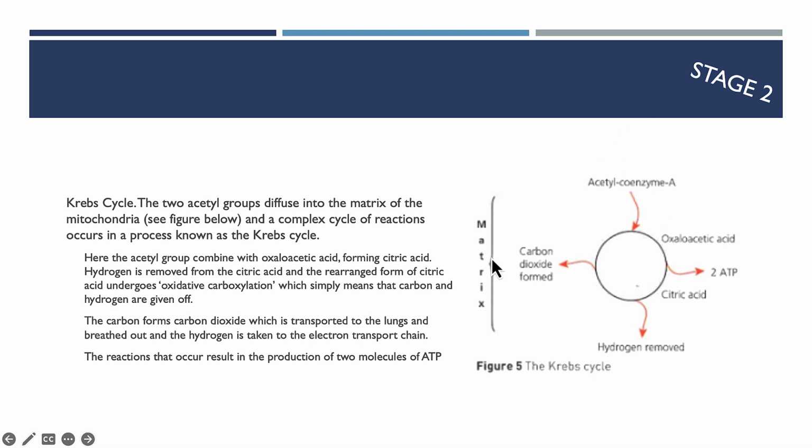As we can see here, this is a diagram of what is happening on the left. So it's going to break down and it's going to create carbon dioxide, the hydrogen is going to be removed, and it's going to create 2 ATP from citric acid.